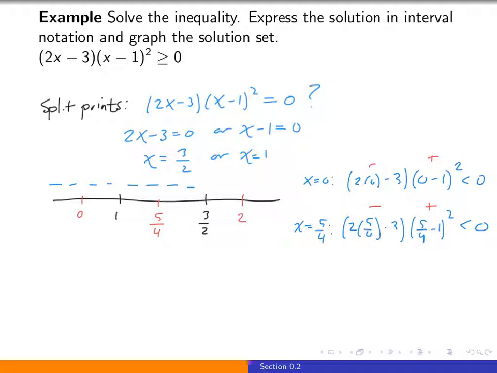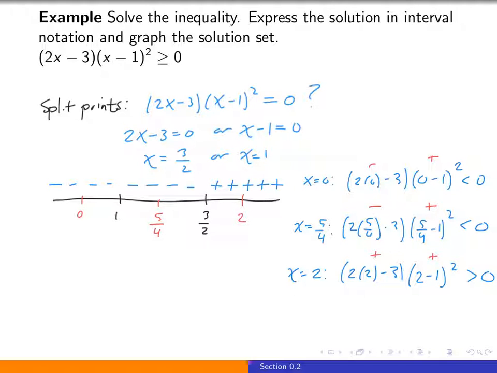And lastly, we need to check at this test point x equals 2. So if x equals 2, we have 2 times 2 minus 3 multiplied by 2 minus 1 squared. 4 minus 3 is positive. A square is positive. A positive times a positive is a positive. So we are positive in the third test interval.